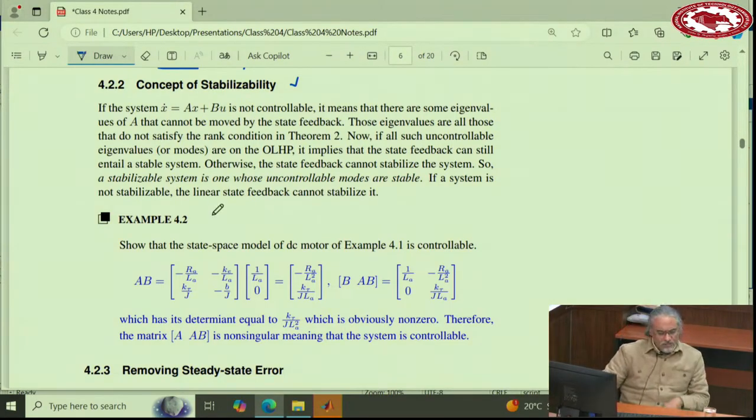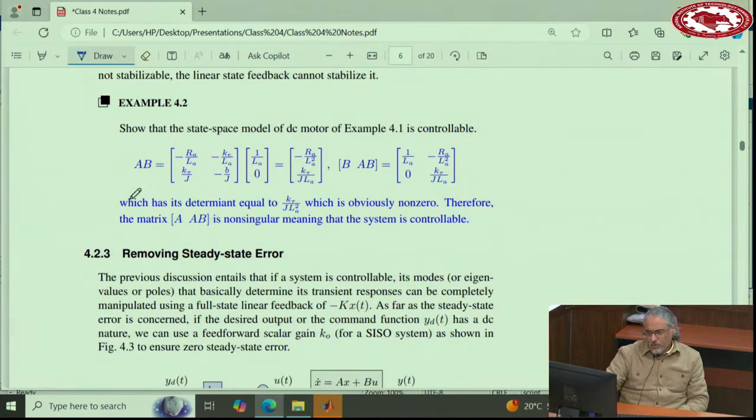Okay, in practical systems you hardly come across a case that is not stabilizable or controllable. So, for instance, for the DC machine, if you form B and AB and put them together, you get this matrix. Look at this matrix. The determinant of this matrix is k tau divided by J L_A squared. And this is non-zero, so this matrix is non-singular. It has rank 2. So the DC machine is completely controllable.